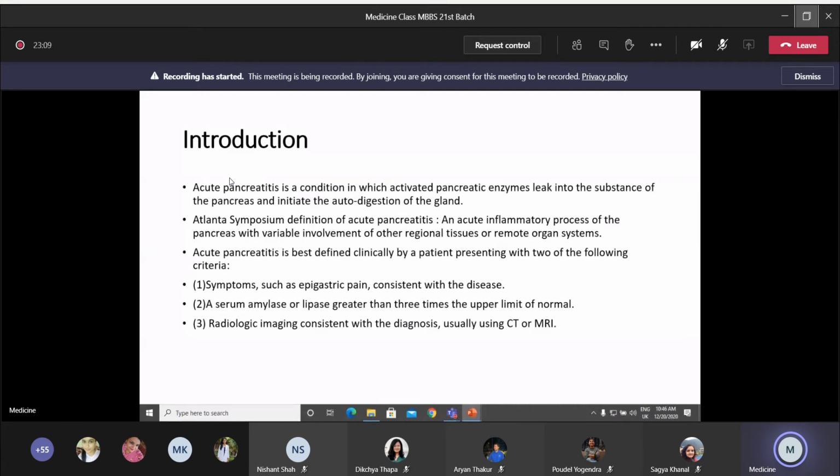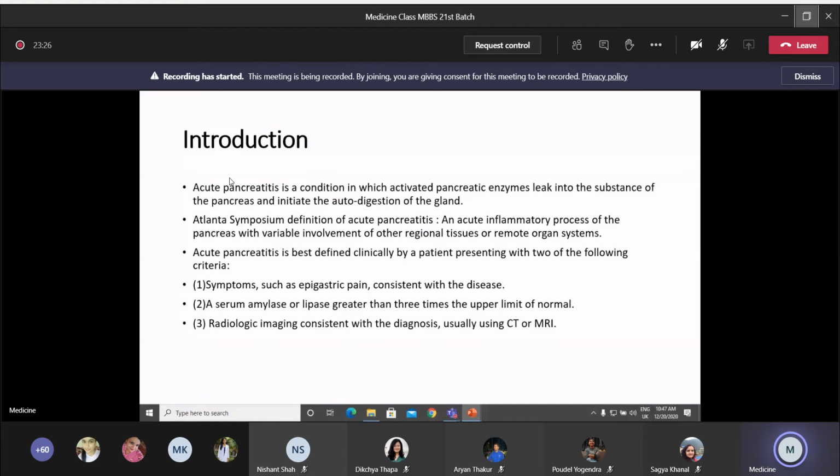This is slightly wrong, let me correct it. Usually it is not with CT or MRI; it is with ultrasound abdomen only. CT we don't do for diagnosing pancreatitis. Radiological imaging, especially ultrasound, not CT or MRI.